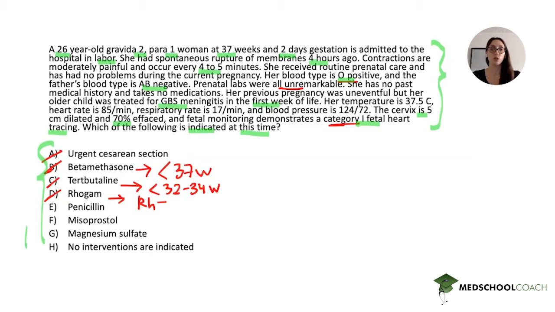Misoprostol. Misoprostol is used for cervical ripening to help with cervix changing in preparation for induction of labor or augmentation of labor. But here we're told that the cervix is making appropriate cervical change in the setting of these contractions. She's already ruptured her membranes. She's progressing well with 5 centimeters, 70% effaced. So there's no reason to give her misoprostol at this time. Magnesium sulfate, cervical ripening here.